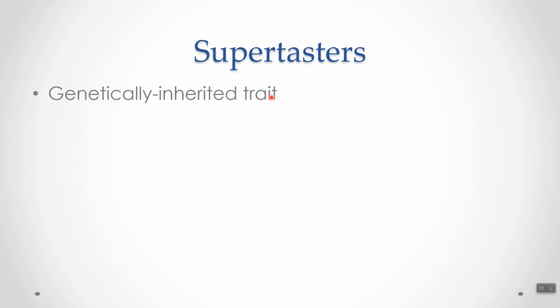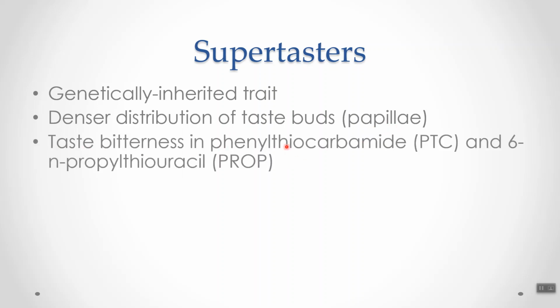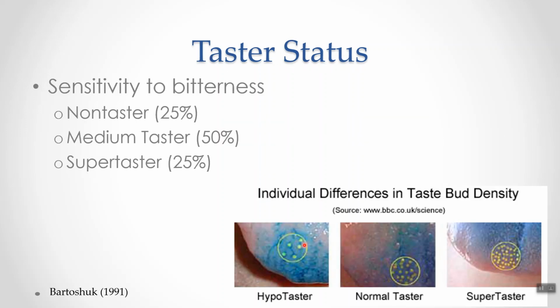So, super tasters. This is a genetically inherited trait. It means that you have a denser distribution of taste buds, which are also known as papillae, and you are sensitive to a couple of different chemical compounds, PTC and PROP. These are their chemical names, and you will taste them as being bitter. These strips of paper will have either PTC or PROP on them, and that's how you know if you're a super taster. You can either do that, or you can dye your tongue with a non-toxic, food safe dye, and count the number of dots that you see, the taste buds.